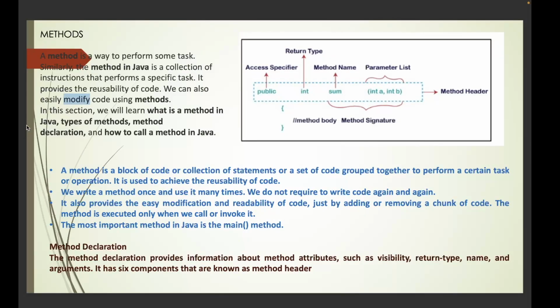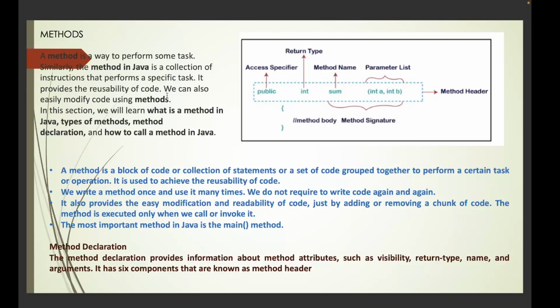A method is a way to perform some task. Similarly, the method in Java is a collection of instructions that performs a specific task. It provides the reusability of code. We can also easily modify code using methods. That is, the method can be described as a collection of instructions that can perform a specific task.